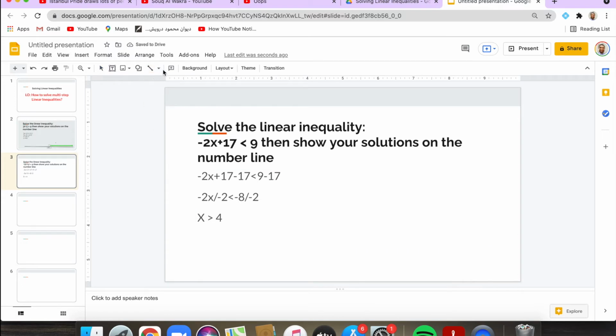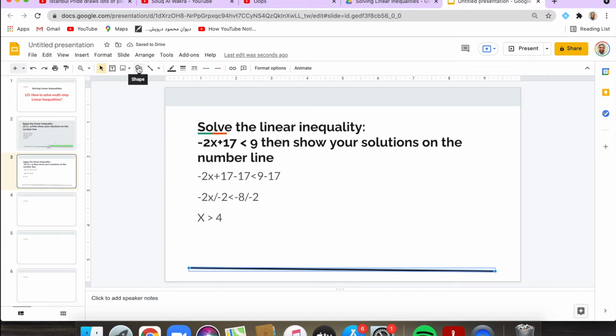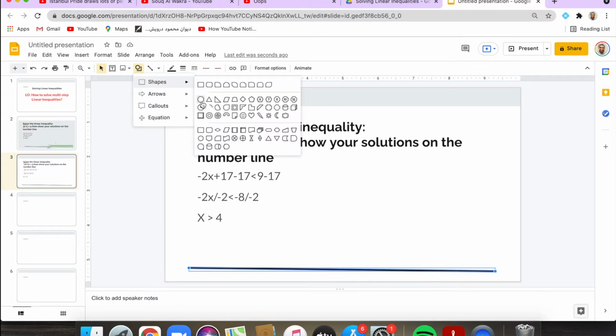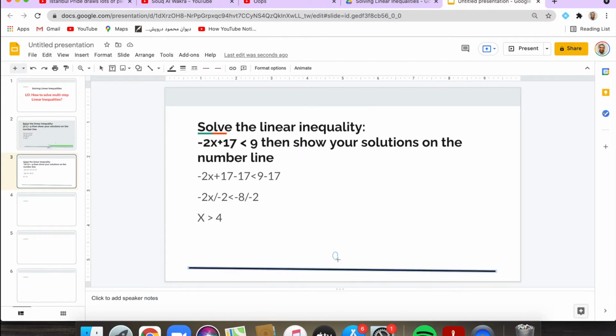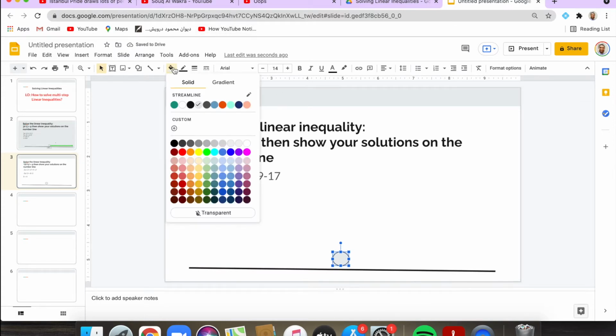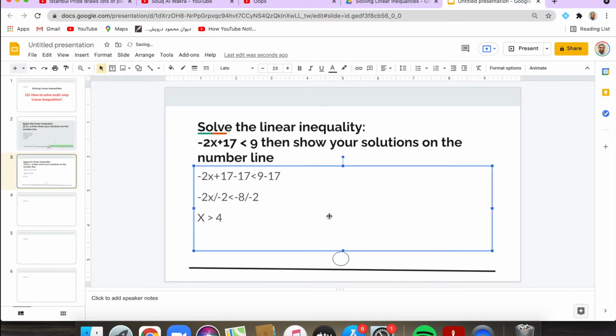So here I will go for drawing a line, which is the number line. So this is the number line, and I will draw a circle. Should I color it or not? Not, because x is only greater. It doesn't equal to. So I will leave it blank. So I will color it with white. That means it's not colored.